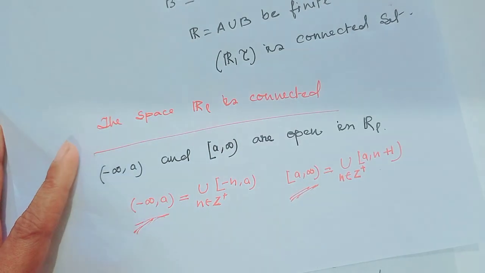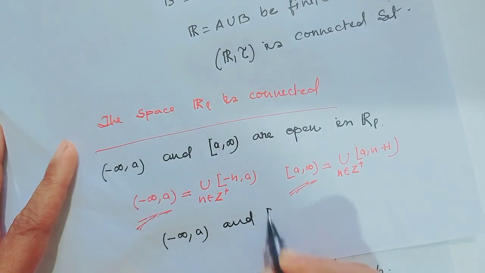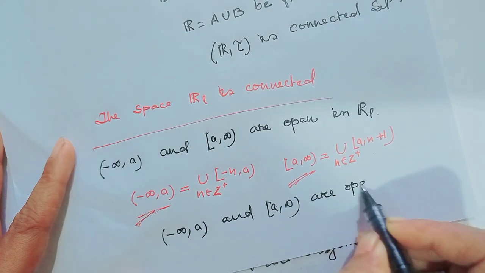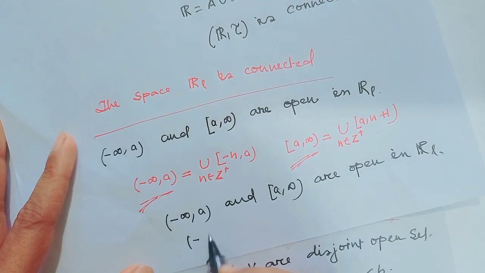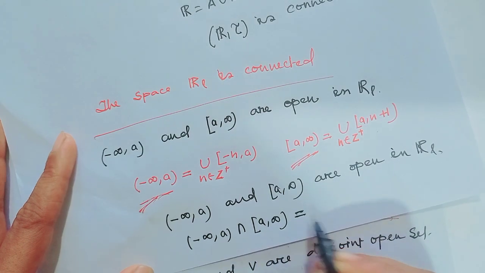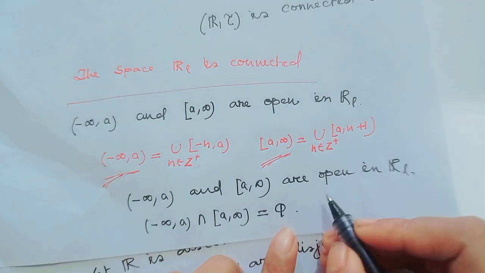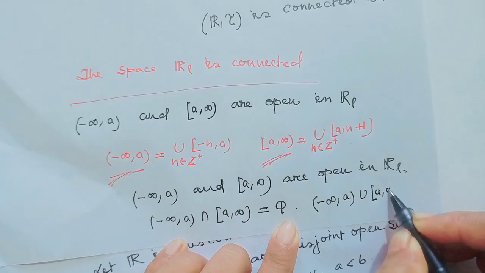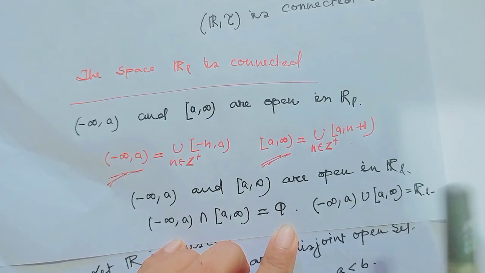And we all know (-infinity, a) and [a, infinity) are open in R_L. And (-infinity, a) intersection [a, infinity) gives disjoint open sets. And (-infinity, a) union [a, infinity) is equal to the whole R_L. So the space R_L is connected.